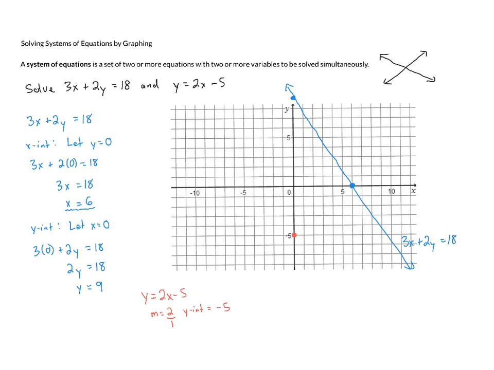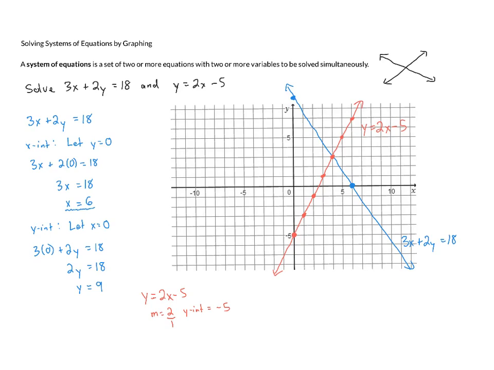So that means we're going to rise up 2 and run to the right 1 from our starting point. So we go up 2 and to the right 1, and that gives us another point. And we can keep going. Up 2 and to the right 1 gives us another point, and another. And we can keep going, up 2 to the right 1 each time. And we can connect the dots. And then this is the graph of the equation y equals 2x minus 5.